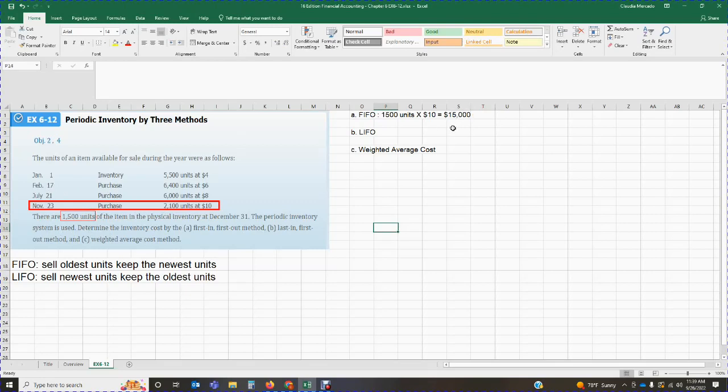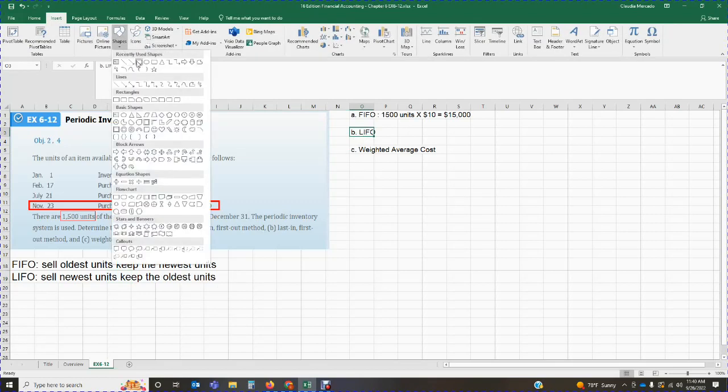Now, if I'm using LIFO, last in, first out, the last ones in are the first ones out. So if I'm using LIFO, I'm going to sell my newest units and keep my oldest units. Here we're trying to figure out which units are in my warehouse. The units in your warehouse are the units that you kept. So for LIFO, I'm keeping my oldest units. Which ones are my oldest units?